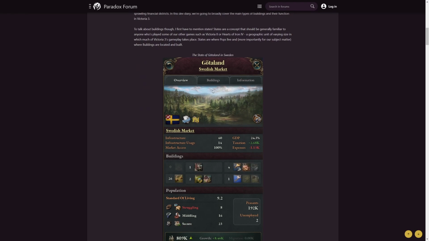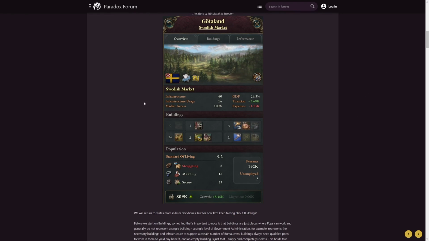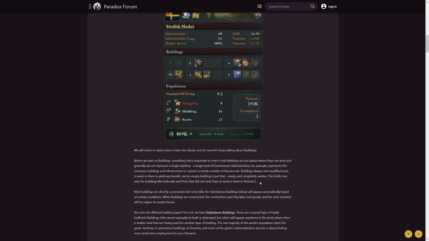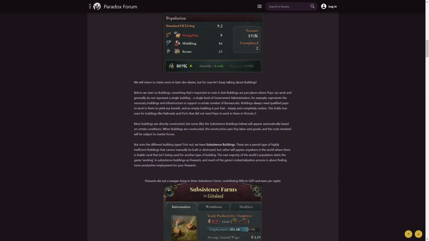This is just going to be a quick summary. This screenshot right here is basically what every state will look like. You'll get a lot of information such as infrastructure usage and how much access it has to the market. You can see the GDP percentage, the taxation, the expenses, your buildings and what level they are, the standard of living overall in Gotland, and the population growth. And yeah, that's basically what this talks about.